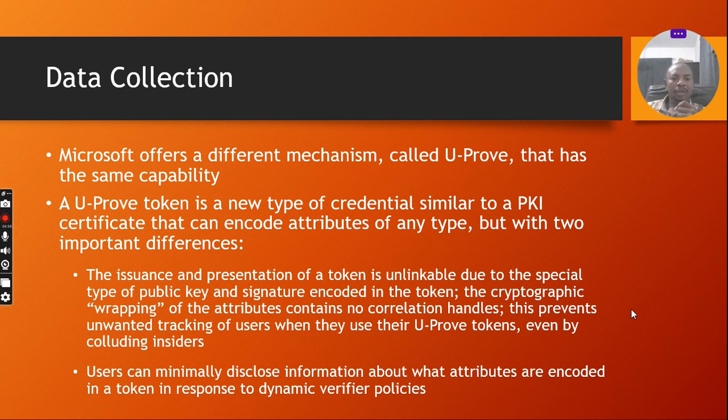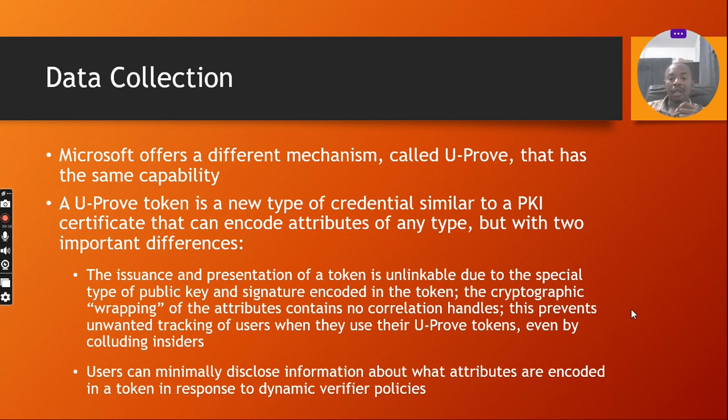One, the issuance and presentation of a token is unleakable due to the special types of public key and signature encoded in the token. Okay, a special type of public key and a signature encoded on the token. Now the cryptographic wrapping of the attributes contains no correlation handles, and this prevents unwanted tracking of users when they use their U-Prove tokens, even by colluding insiders.